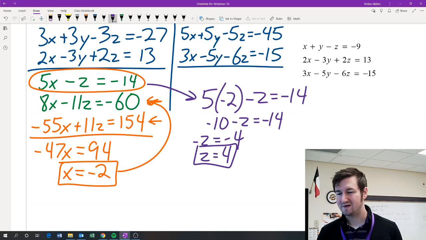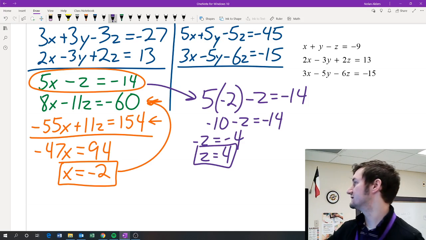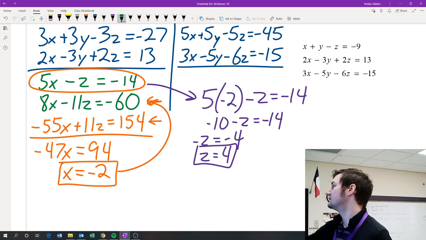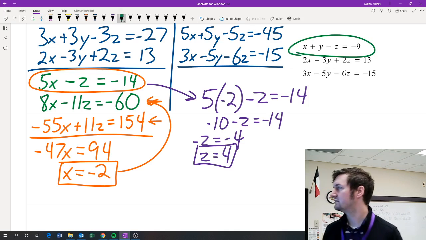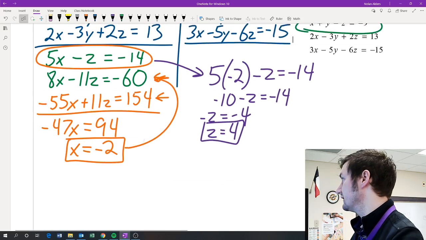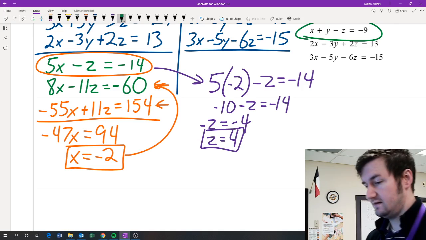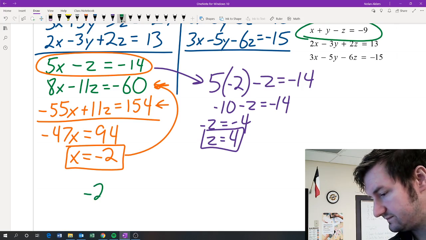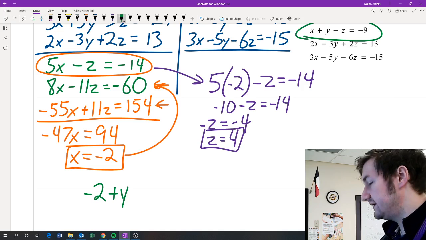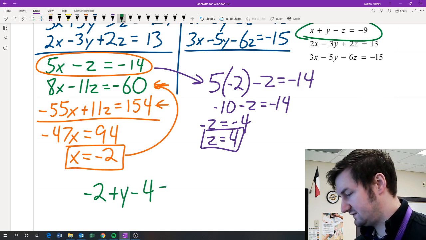Now we can take our values for x and z and substitute them into one of our original equations. Looks like this equation right here may be the easiest one to solve. So let's substitute our values of x and z into that equation and see what we get. So we'll have x, which is negative 2, y, which we don't know yet, minus z, which in this case is 4, equals negative 9.